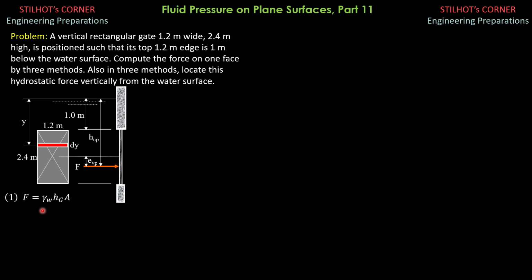So gamma of water, h_g times area. Gamma of water, 9.81. h_g, as I said, 1 plus half of 2.4, 1.2, so 2.2. And area is 1.2 by 2.4. Computing for F to four significant figures, it is 62.16 kilonewtons. To three decimal places, it is 62.156. I'll use 62.156 kilonewtons. So h_cp is 2.2 plus e_vp.